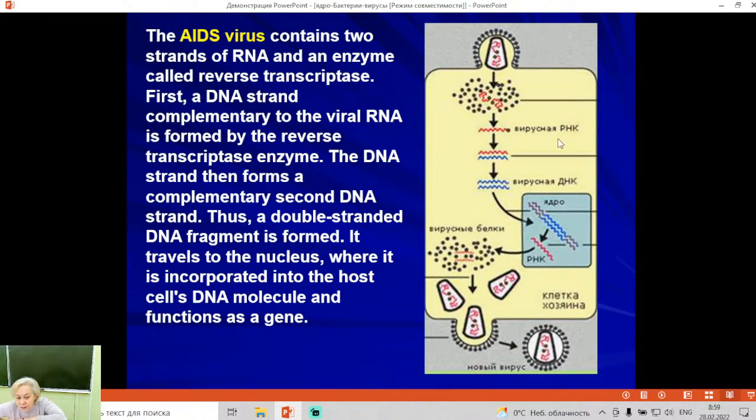Next stage, the DNA strand then forms a complementary second DNA strand. Thus, a double-stranded DNA fragment is formed. It travels to the nucleus, where it is incorporated into the host cell DNA molecules. So this fragment of DNA is incorporated into the host cell's DNA molecule and functions as a gene.